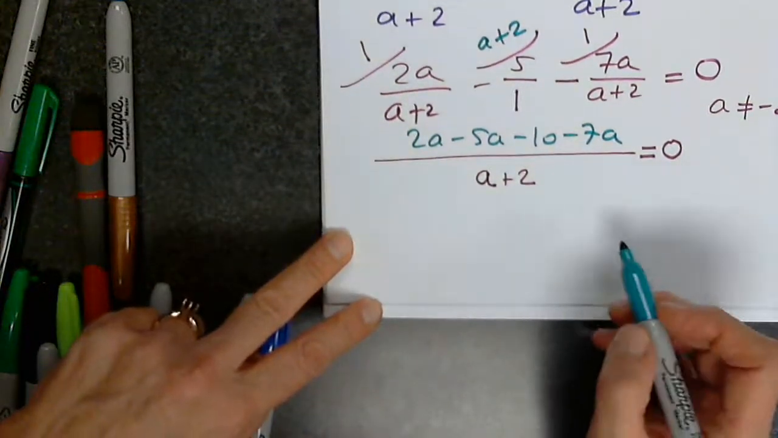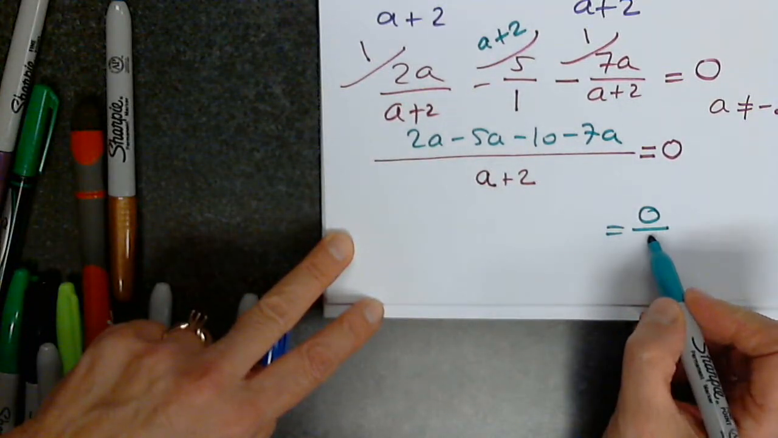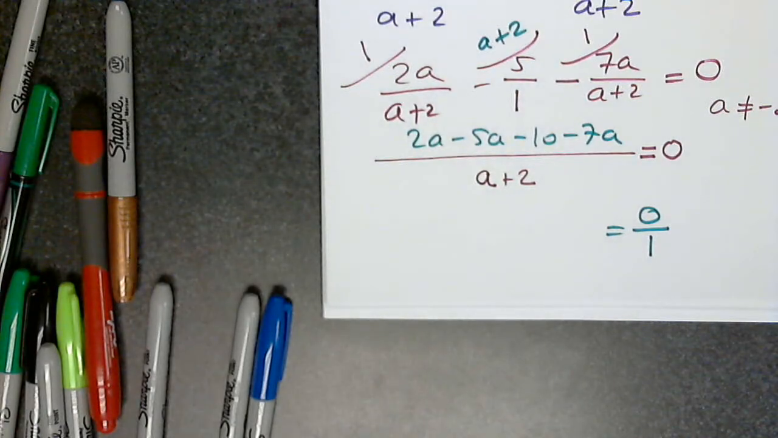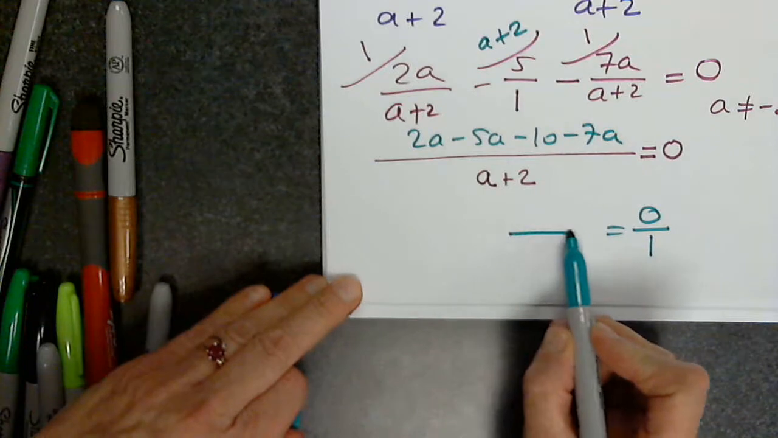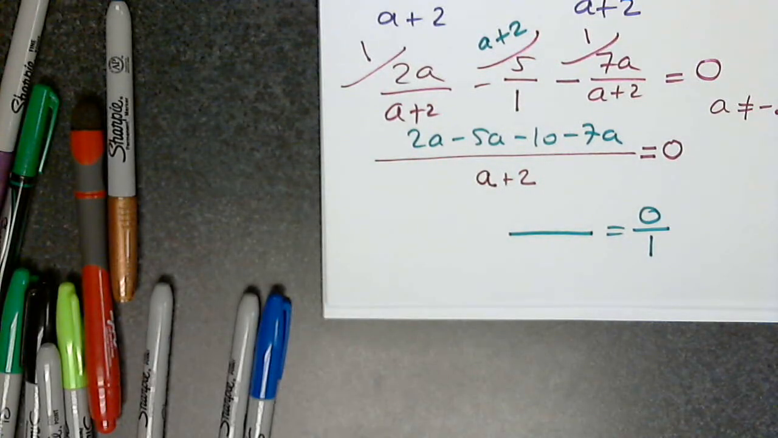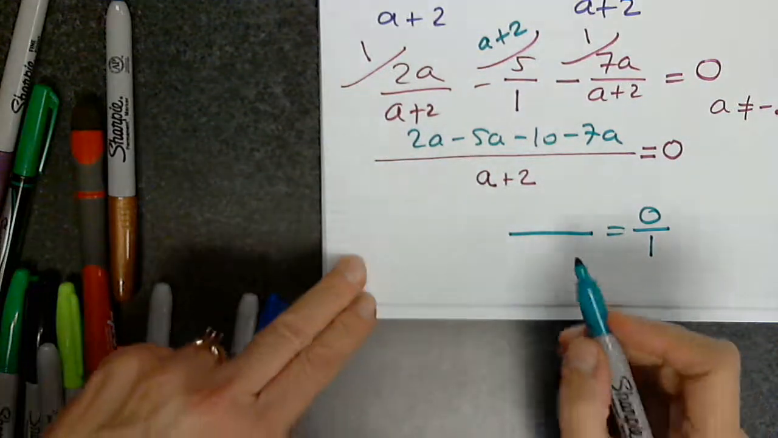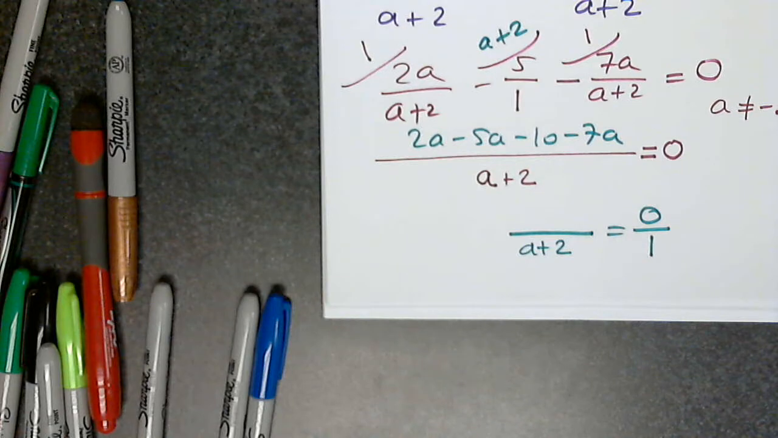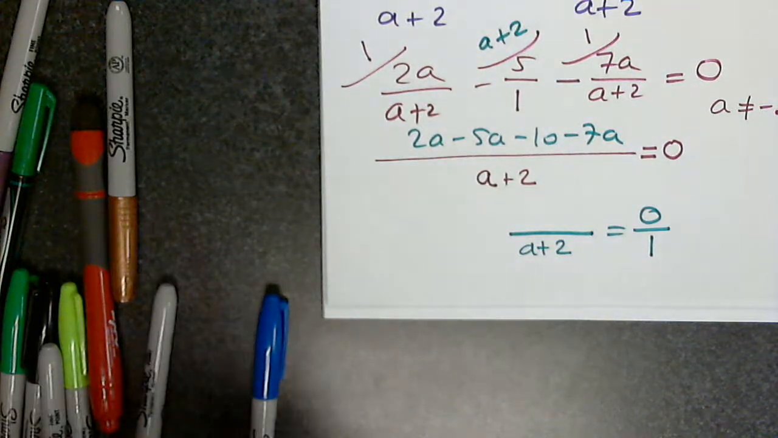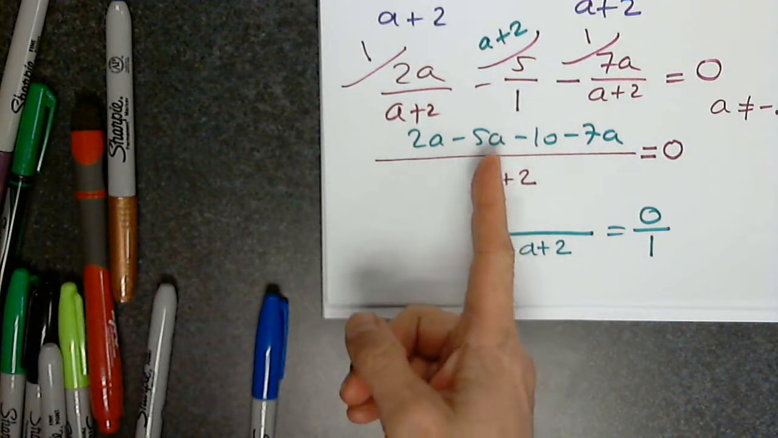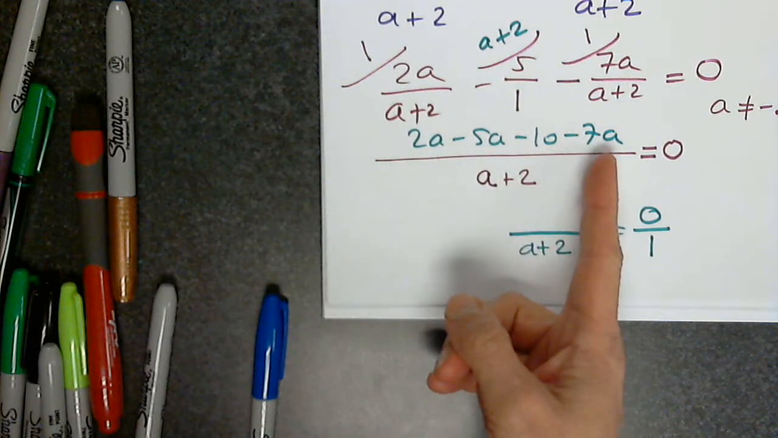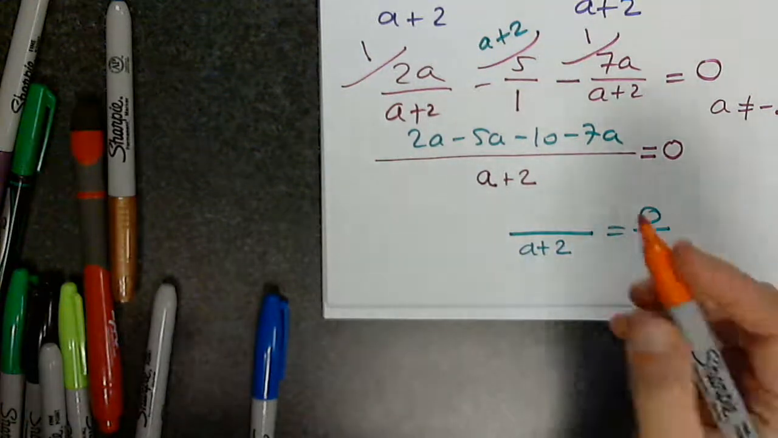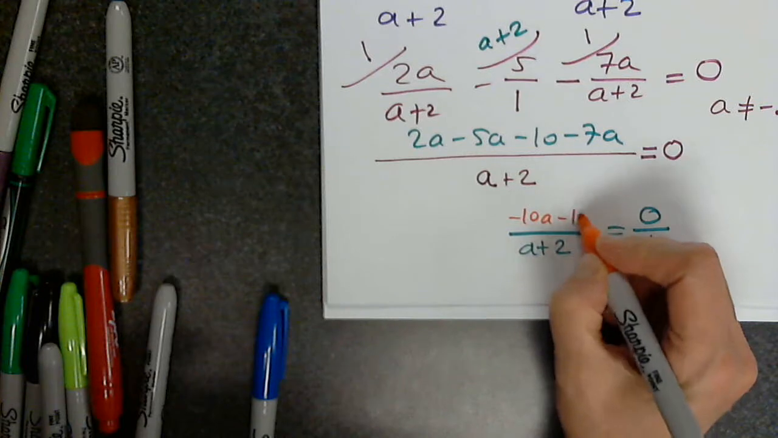And of course, if you remember, in the next step, I do this, just to remind me that I changed this into a proportion. And now, after I finally write the left-hand side simplified, then I can cross-multiply. So the denominator is a plus 2. But what is the simplified form of the numerator? So I have negative 10a minus 10.